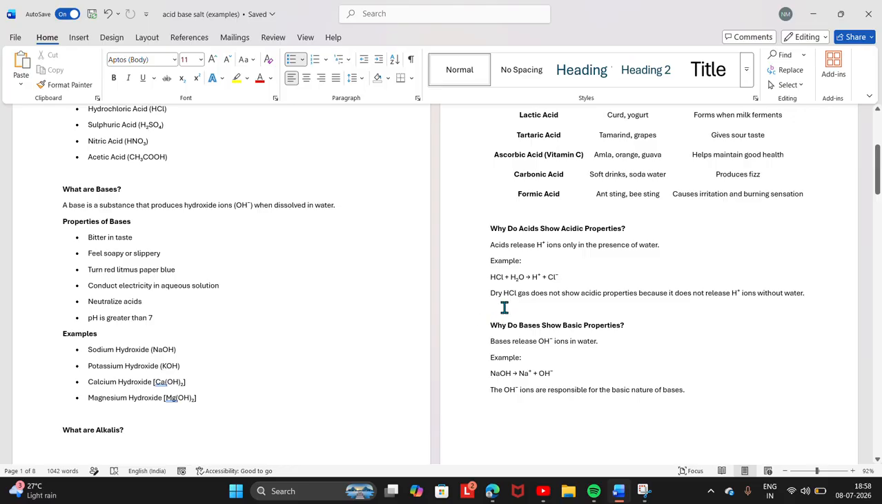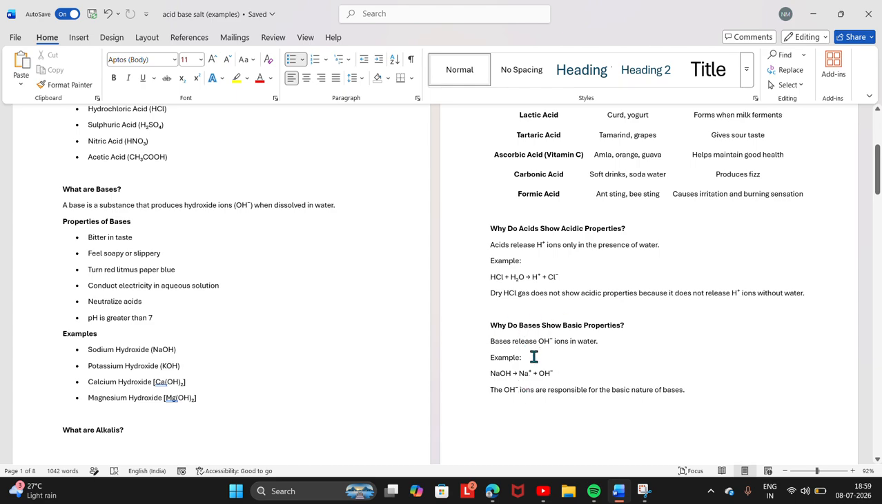But see, there is a line which says that dry HCl does not show acidic properties. Why? Because acids and bases will show their properties only when they are dissolved in water, because water is the medium in which H plus ions are produced, and without water there will be no production of H plus ions. So that's why dry HCl doesn't show acidic property. Only when acid HCl is dissolved in water, it shows acidic property because it gets dissociated in water. It breaks in water to produce H plus ion.